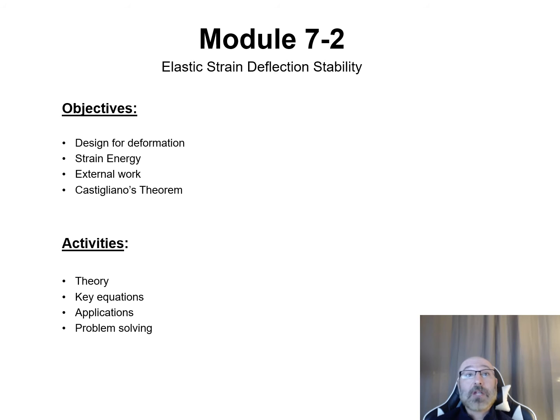So as we move into Module 7.2, taking a look at Chapter 5 in our textbook, dealing with elastic strain, deflection, stability. So within this module, some of our objectives are to take a look at the design for deformation, talk about strain energy, a little bit on external work, and then get into Castigliano's theorem.